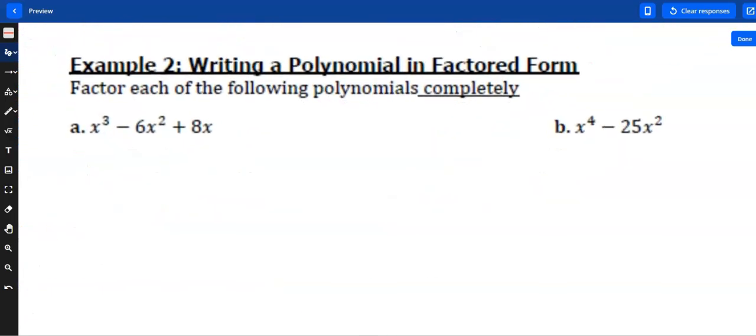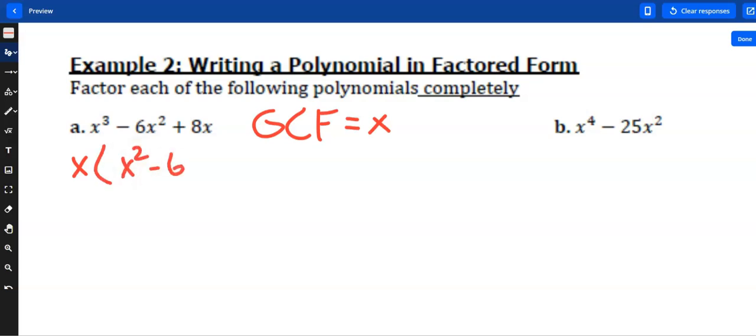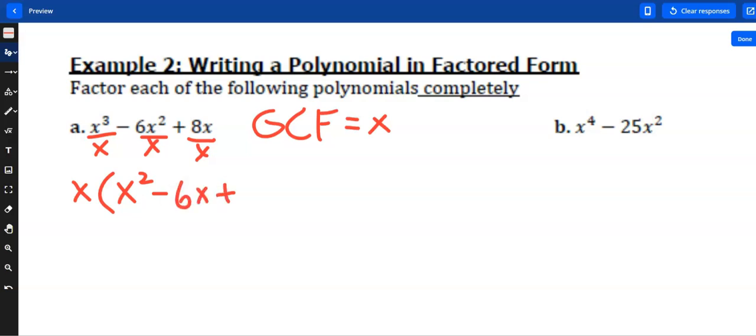Okay, write a polynomial in factored form, factor each of the polynomials completely. We always know that we look for a greatest common factor when we start these things. In fact, I see an x that I can pull out of all of them. x squared minus 6x plus 8. Now remember what you're doing when you're factoring. Let me back up. Remember, when we say that we are factoring, factoring is a fancy way to say division, right? So we're dividing those, and that's how you know x squared minus 6x plus 8.